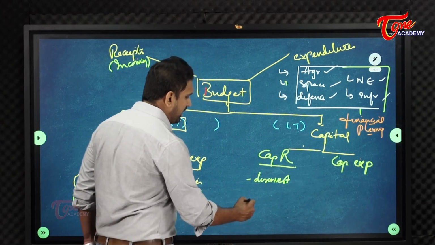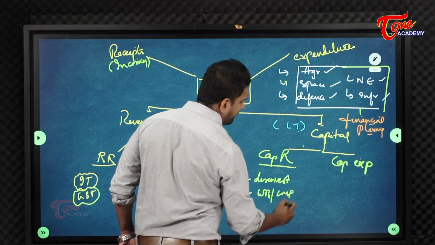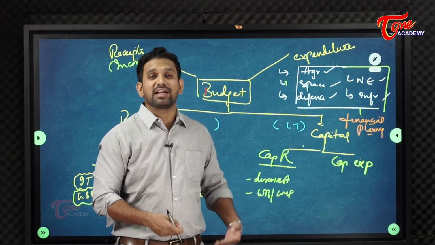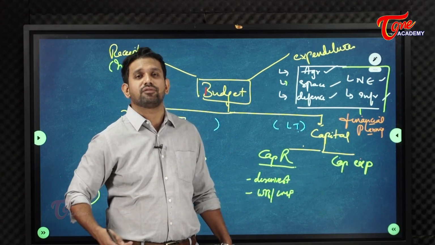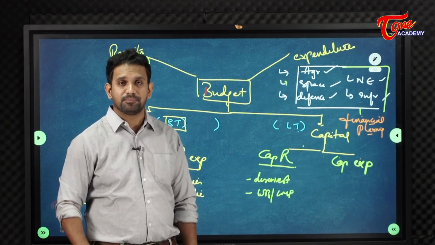Yes. If the World Bank and IMF give loans to the government of India, then it is what? Capital receipt. Something the government gets for a long period of time, like 20 years, 25 years, 30 years. That is called as what? Capital receipts. Means something coming for a long term.